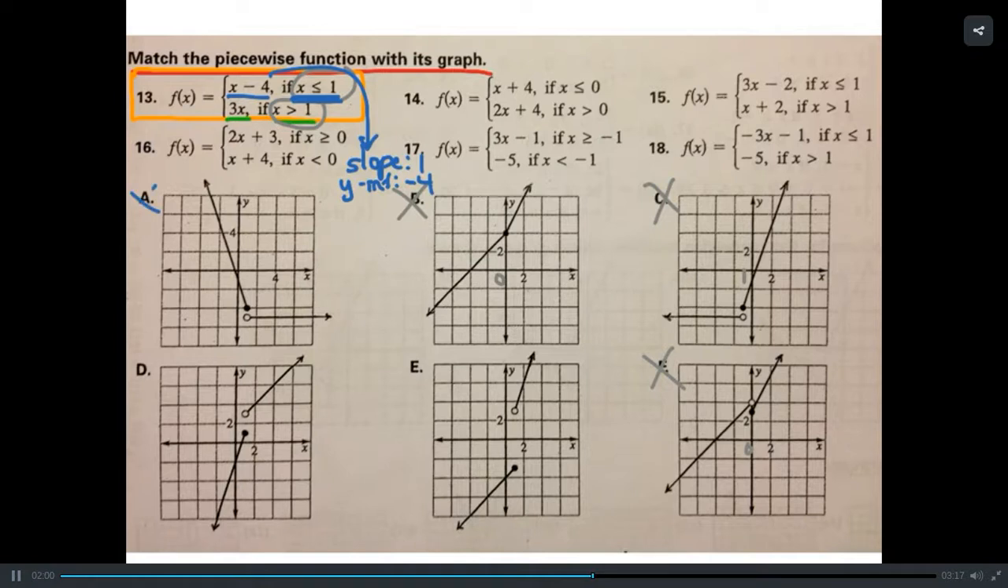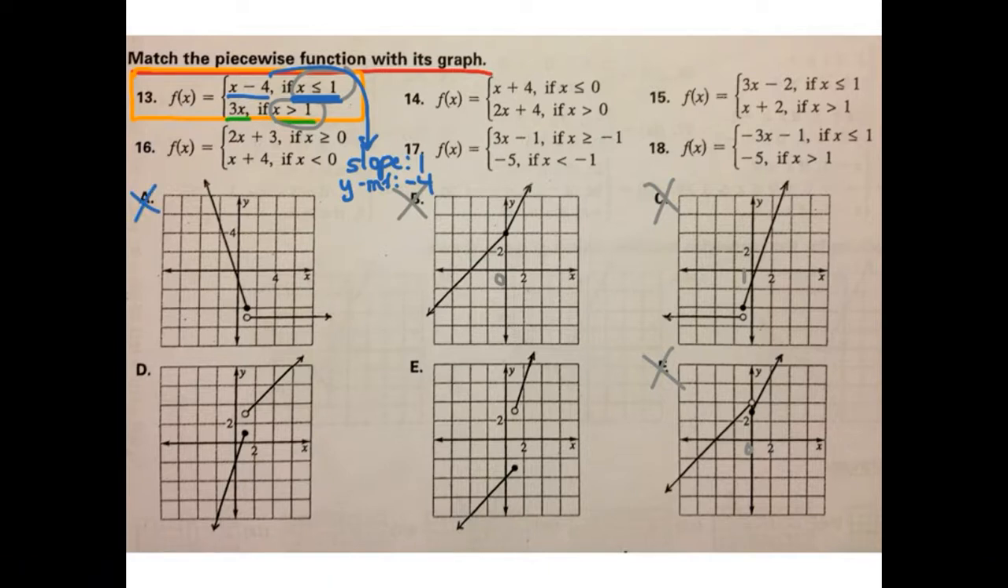I can definitely eliminate A, as the values less than or equal to 1 do not appear to have an upward sloping graph, but rather a downward sloping graph. And I've narrowed it down to D and E. Again, looking for x minus 4, a graph in which the slope is 1 and the y-intercept is -4, and comparing the two graphs, D and E, I'm just looking at the piece where x is less than or equal to 1.